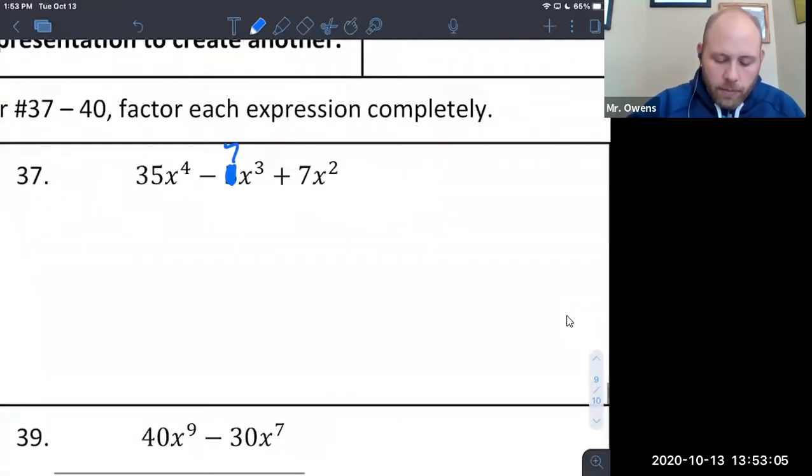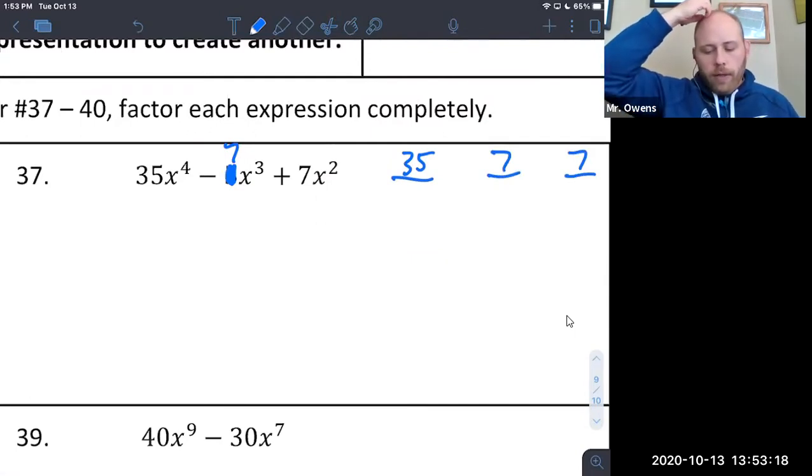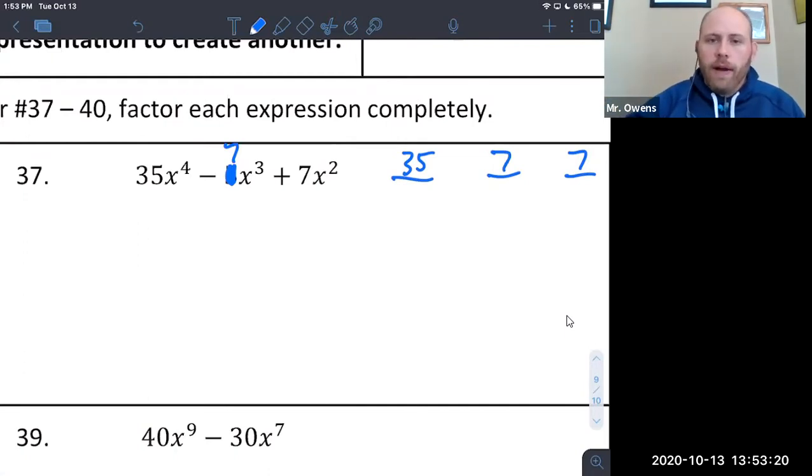All right, so I like to start with the numbers, right? I've got 35, 7, and 7. Obviously, the 7s are going to be the same. So what I do is I go through what numbers will divide easily into these numbers, and by easily, I mean without decimals. It is a little tedious, but as you get used to it, you might not have to do this step as much because you'll just know the numbers.